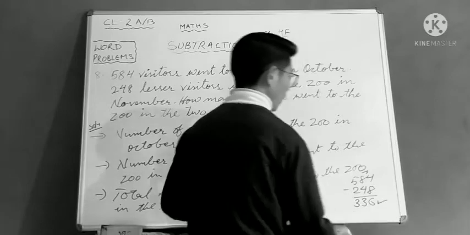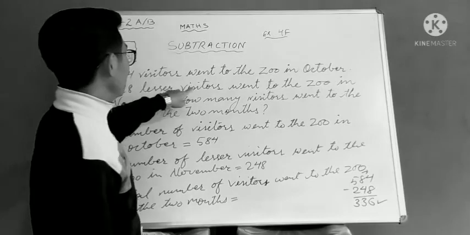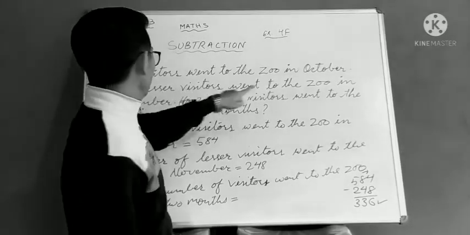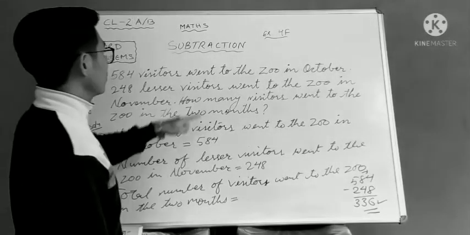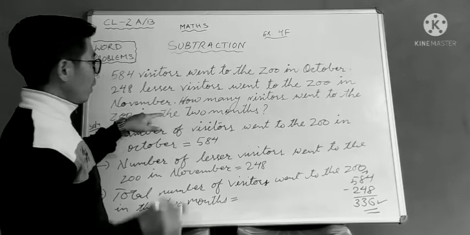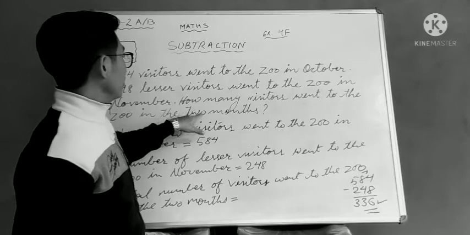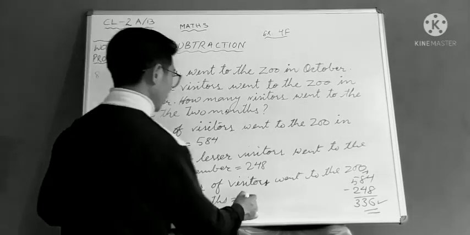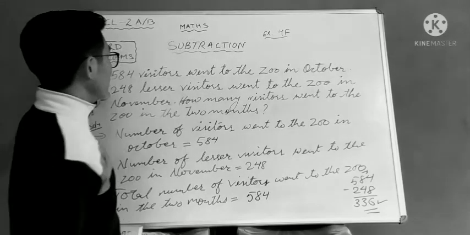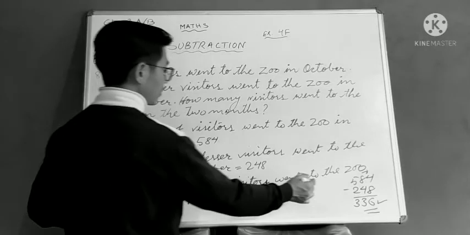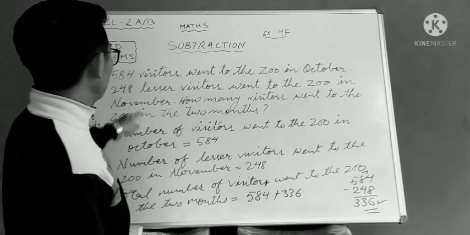So this is not the answer yet. This is the total number of visitors who went to the zoo in November. Now what you need to find out is how many visitors went to the zoo in the 2 months. Now you need to add this 584 in the month of October and plus 336 in the month of November.